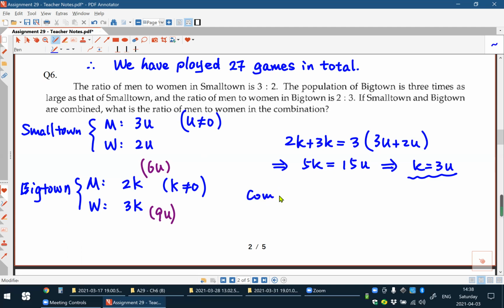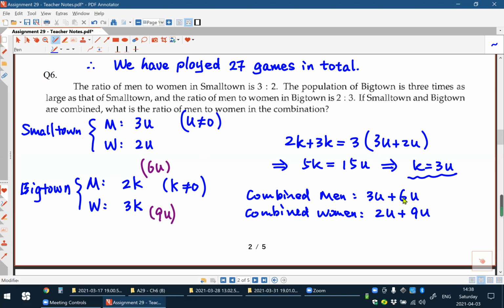Now we know that the combined men is 3u plus 6u, right? And the combined women is 2u plus 9u, right? So combined men to women, the ratio is 9u over 11u, which is 9 over 11. So this is the final result. Any questions?